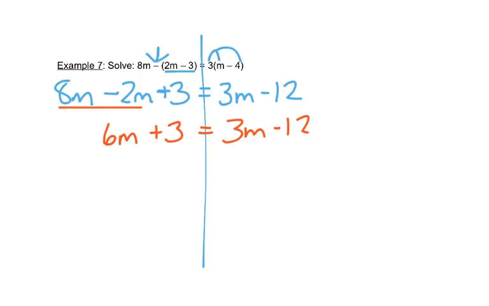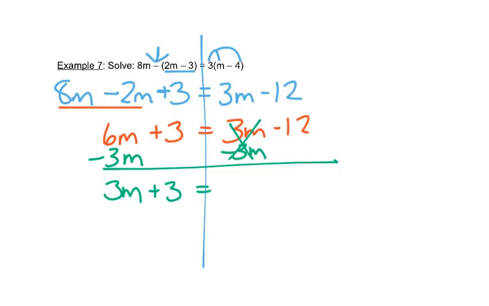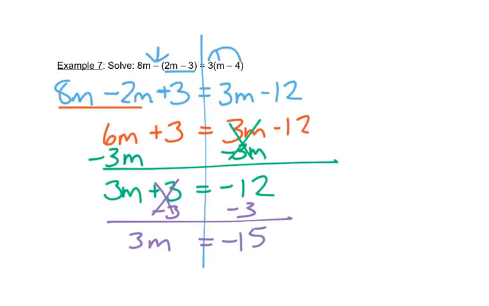So now we can move our letters to the left. So I'll subtract 3m from both sides. That gets rid of that here. So I get 3m plus 3 is equal to negative 12. And now I can subtract 3 from both sides. That leaves me with 3m over here and a negative 15 over here. Be real careful with those signs. This was a negative 12, and now we're taking negative 12 minus 3 is a negative 15. We'll divide both sides by 3, and I get m is equal to negative 5.